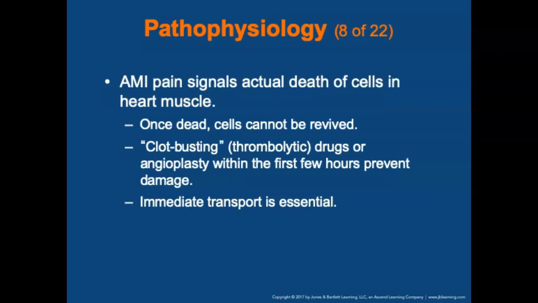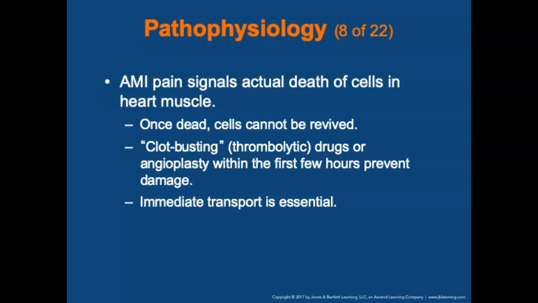The pain of an acute myocardial infarction signals an actual death of cells in the area of the heart where blood flow is obstructed. Once dead, the cells cannot be revived. They turn to scar tissue and become a burden to the beating heart. About 30 minutes after blood flow is cut off, some heart muscle begins to die. After about 2 hours, as many as half of the cells in the area may be dead. After 4 to 6 hours, more than 90% of the cells will be dead.